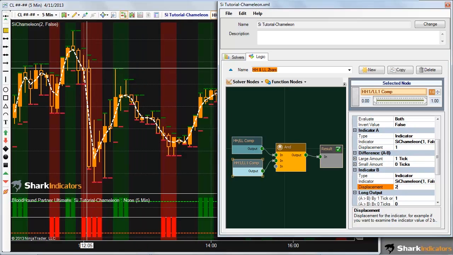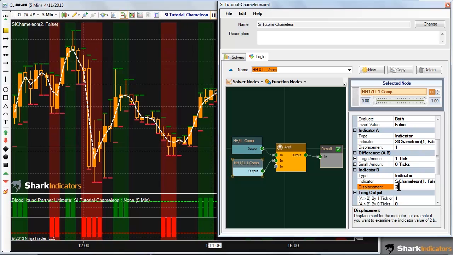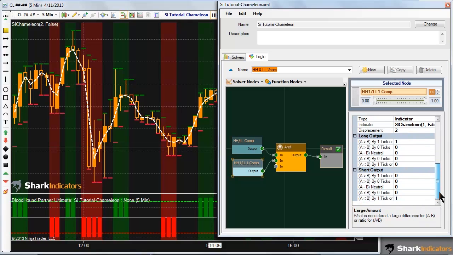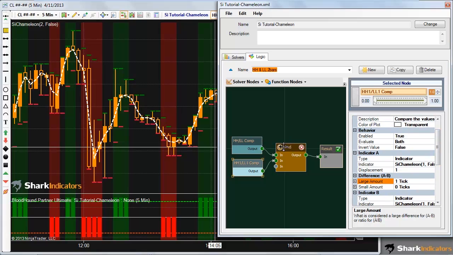So once again, if this long bar is the current bar, I'm actually looking back 1 bar, comparing the high here to the high 2 bars back. And hence the displacement of 2. And so the large amount is set to 1 tick and the outputs are the same. And I'm just putting them both into an AND node and then directly to the result node.